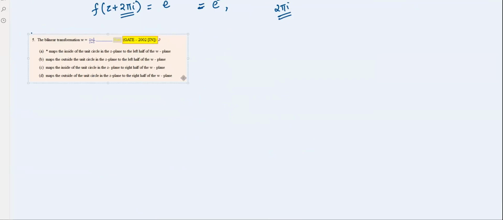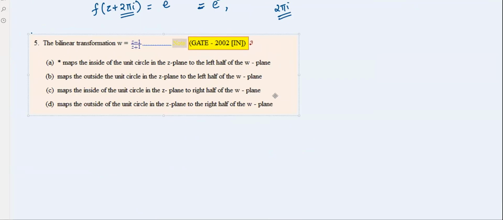So now this is talking about the transformation from z plane to W plane. So this is a function. W is f of z is z minus 1 by z plus 1.